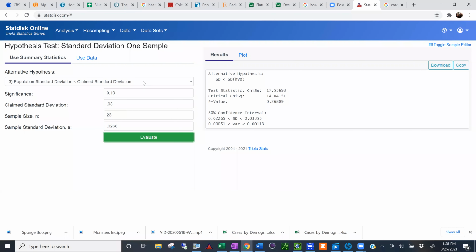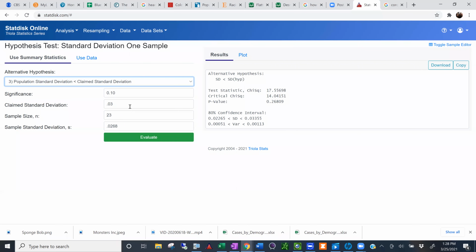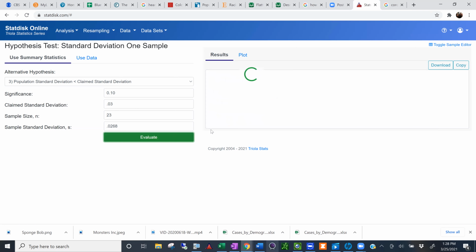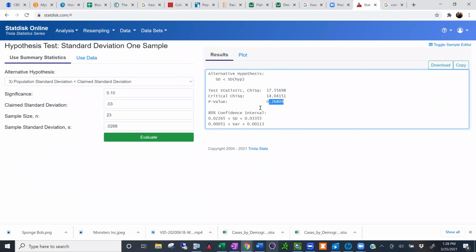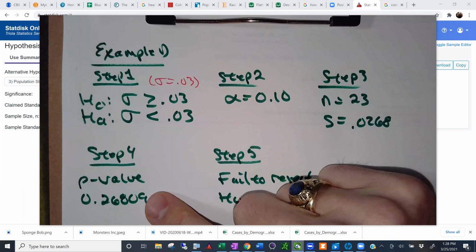So here we go. Adjust your alternative hypothesis. Third one is correct. Standard deviation is less than a claimed amount. That claimed amount is 0.03. The significance level is 0.10, kind of high. Sample size of 23. And the sample standard deviation, that's stuff that I wrote down, n and s. When you evaluate that, that's going to tell you your test statistic and your p-value. The p-value is what I want. So that's what I copied down here. P-value is 0.26809.